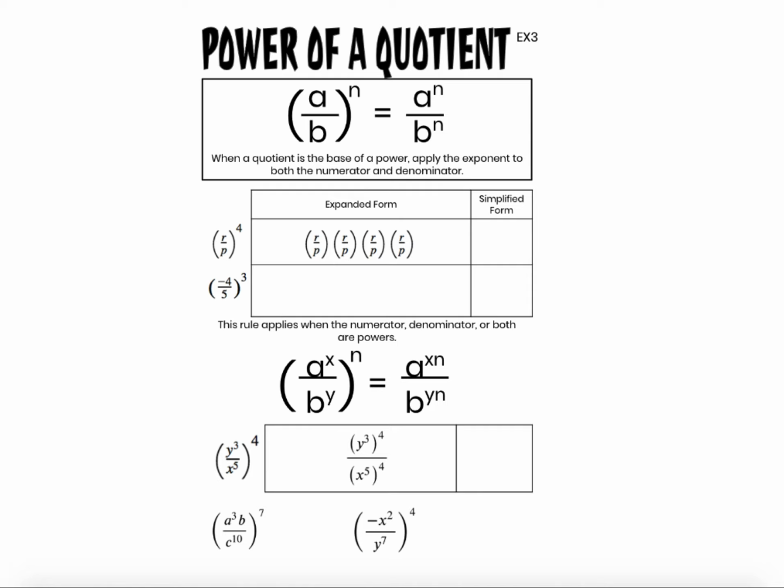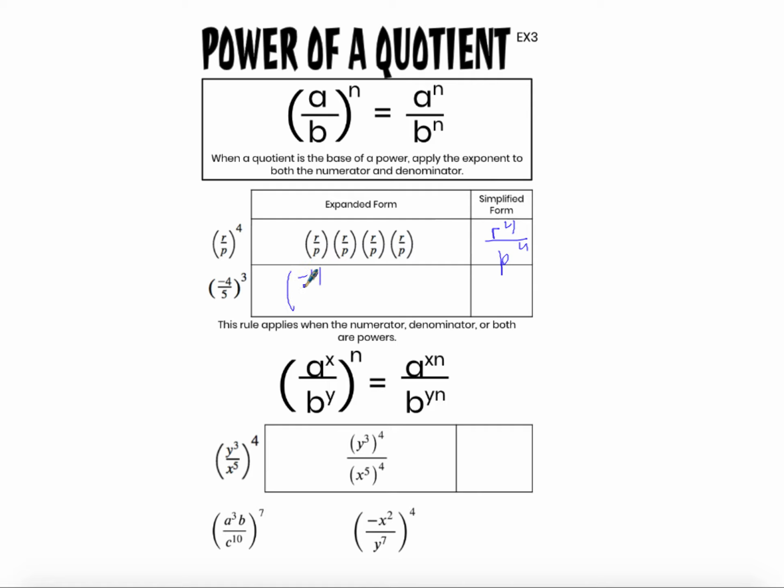When the base of a power is a quotient, we're going to go ahead and apply the exponent to both the numerator and the denominator. If we look at this expanded form of r divided by p to the fourth, we see that we have r times itself 4 times, r times r times r times r, divided by p times itself 4 times, p times p times p times p. So when we're simplifying this expression, we're just applying that exponent of 4 both to the numerator and the denominator.